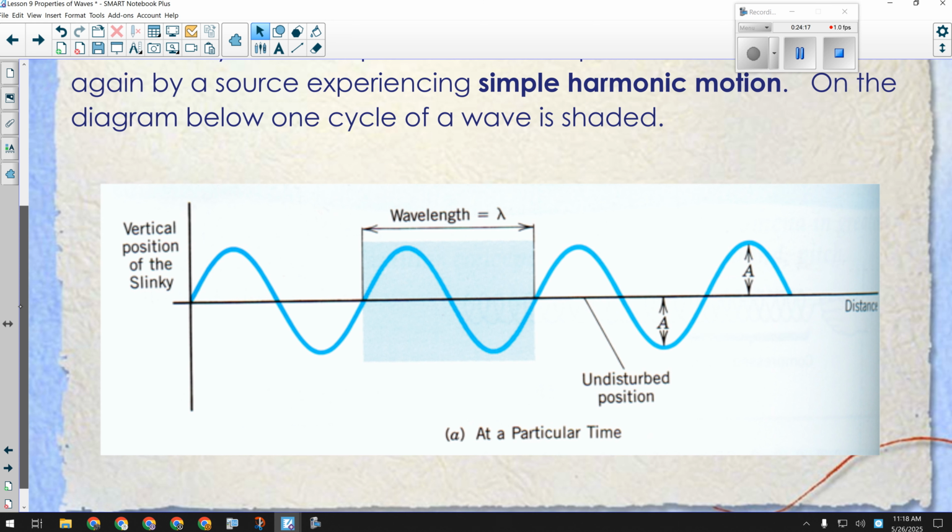So as we said, the length of one cycle is the wavelength, that's lambda. The amount of time it takes for that to happen is the period. The number of those that go by every second is the frequency.